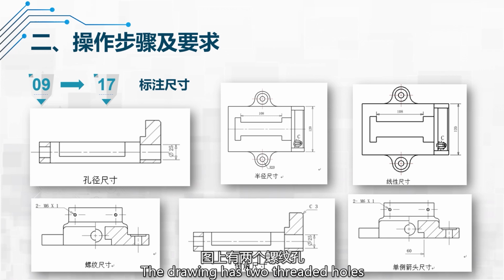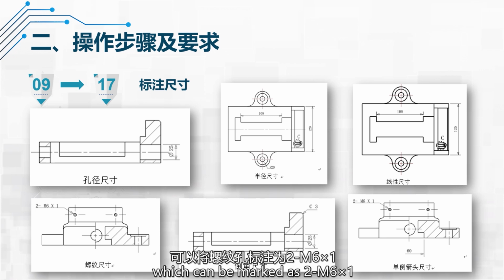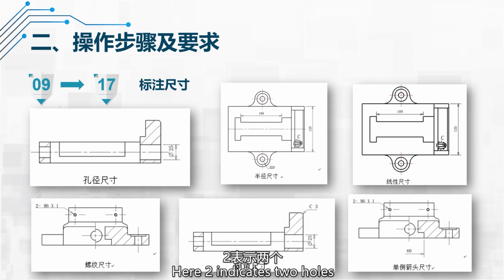The drawing has two threaded holes, which can be marked as 2, M6, 1. Here, 2 indicates 2 holes, M6 indicates the thread type, and 1 indicates the pitch. Dimensions in the half section view can be represented with a single arrow.